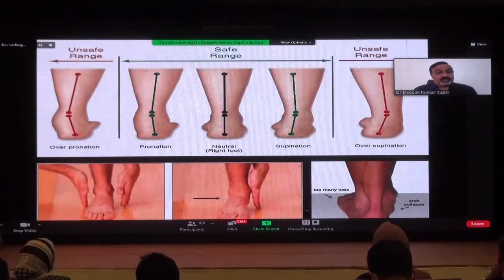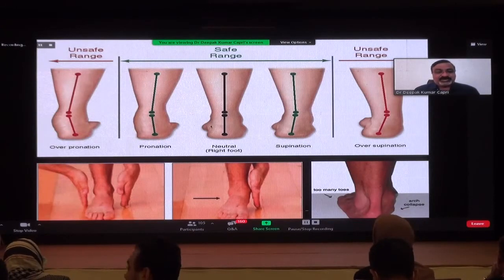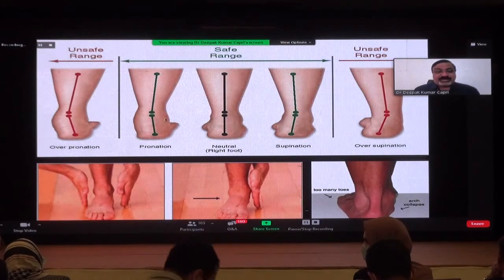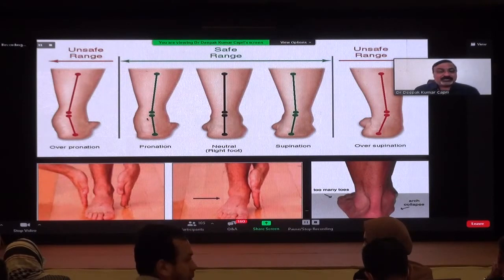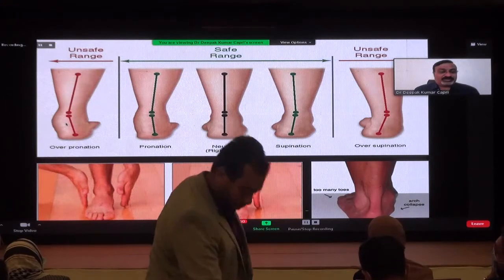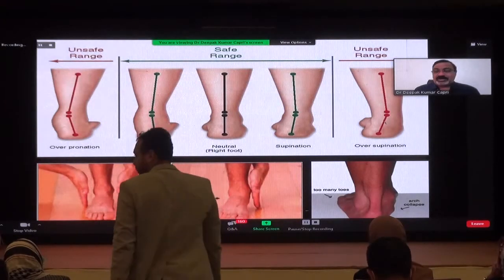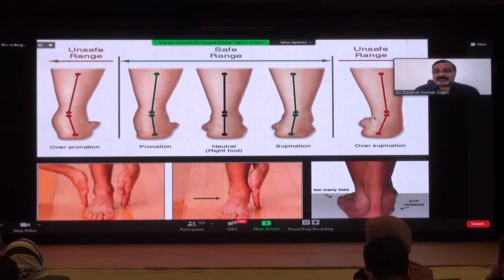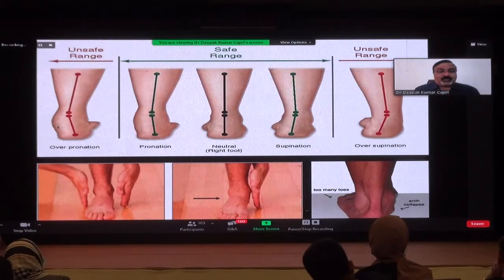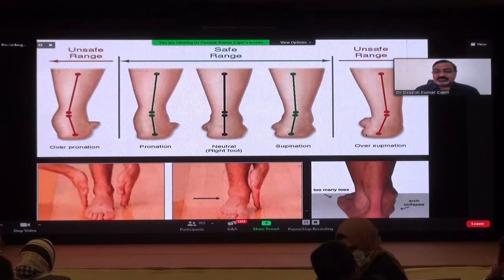As I said, this is what is a normal foot, and the best position, which rarely anyone has. Either someone is having slightly pronated foot or slightly supinated foot, and it is okay as far as the variation is a little bit. The problem comes when it is over-pronated or over-supinated. That is what the problem is.